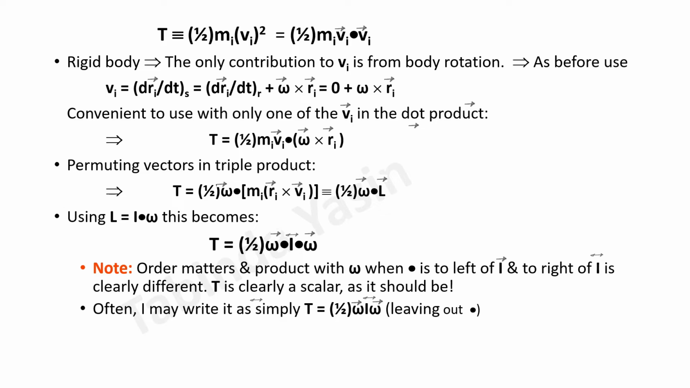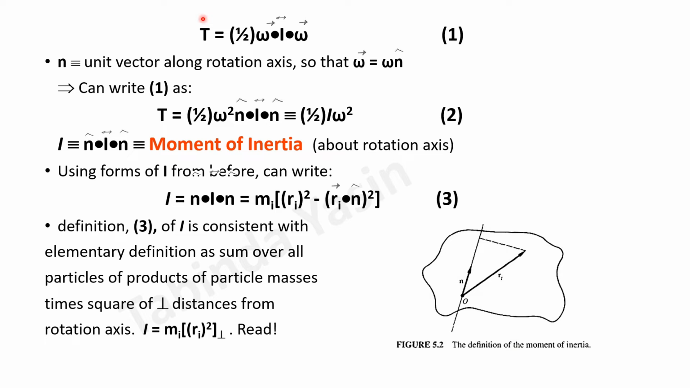Now moving to the next discussion: this is the kinetic energy, giving that equation 1, and n is the unit vector along the rotation axis. So we can write omega equals omega n, the unit vector. Omega is a vector quantity, so it is written in this unit form. Then equation 1 can be written as T equals 1 by 2 omega squared, since vectors are not multipliable so we wrote the magnitude. Magnitudes are multipliable, so that is written omega squared n dot I dot n, with n a unit vector, in equation number 2.